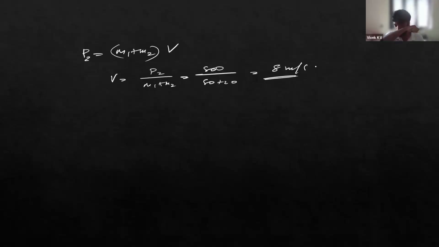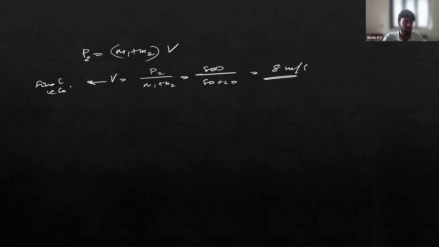So what is the final velocity? It is nothing but P2 by (m1 plus m2). What is P2? It is the initial momentum, because momentum should be conserved in the collision. So that will be 800 by the total mass, 80 plus 20, which is 100. So 800 by 100, you get 8 meters per second. So 8 meter per second is the final velocity when they stick together.